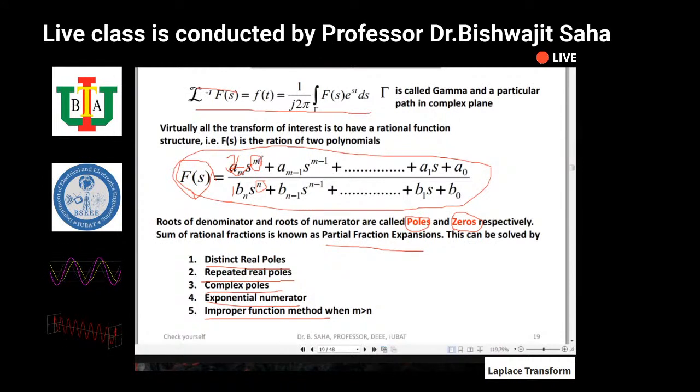If s to the power 4 is the highest power of the numerator, and s to the power 3 is the highest power of the denominator, then this kind of function is called an improper function. Understand? Because usually the denominator has the highest power. But in case the denominator has the lowest power, then we call it an improper function.